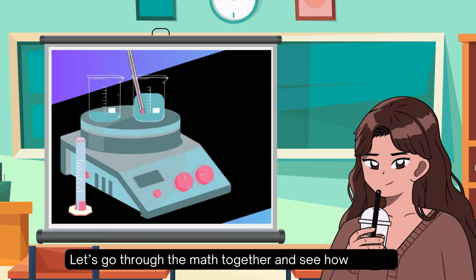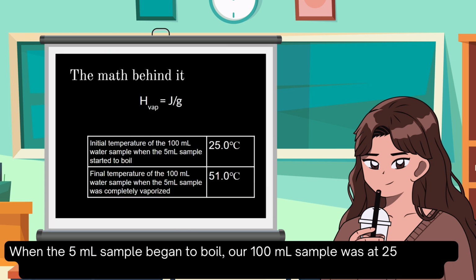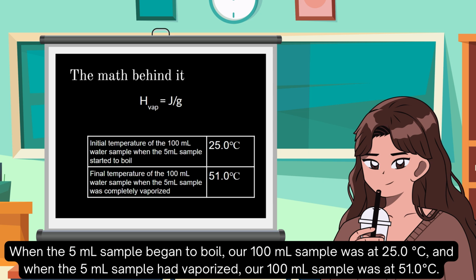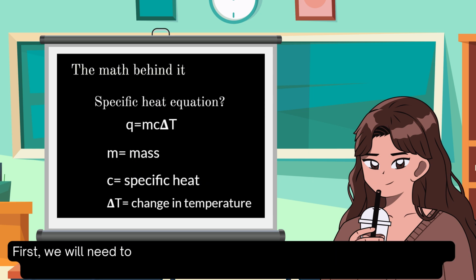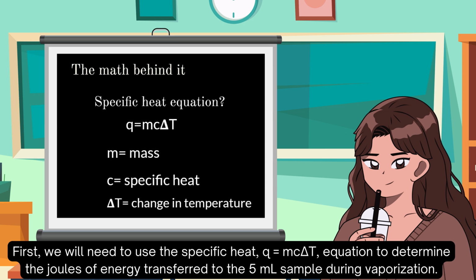Let's go through the math together and see how we did. When the 5 milliliter sample began to boil, our 100 milliliter sample was at 25 degrees Celsius. When the 5 milliliter sample had vaporized, our 100 milliliter sample was at 51 degrees Celsius. First, we need to use the specific heat Q equals MCΔT equation to determine the joules of energy transferred to the 5 milliliter sample during vaporization.